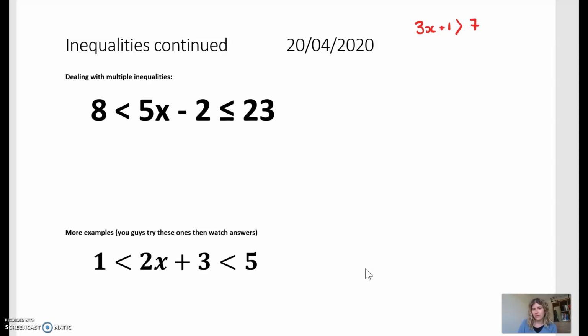So hopefully you remember from last time, say if we're solving an equation like this one, 3x plus 1 is greater than 7, we're looking for what values of x make this true. So where is 3x plus 1 bigger than 7?